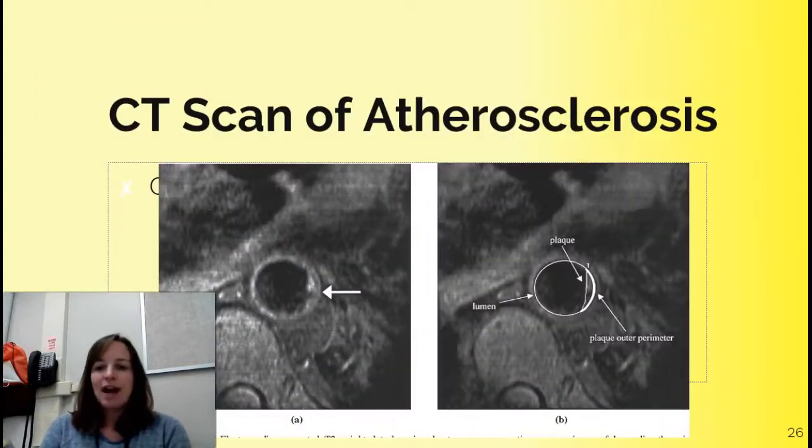You can even see this on CAT scans. This right here is an artery and the artery wall. Blood would be flowing in this dark area here, and then this light area that they've outlined here is the plaque.